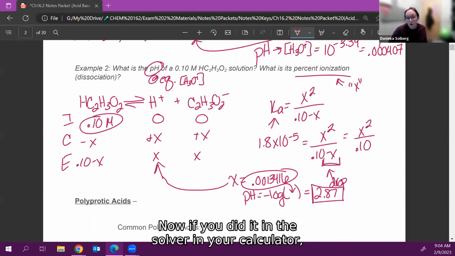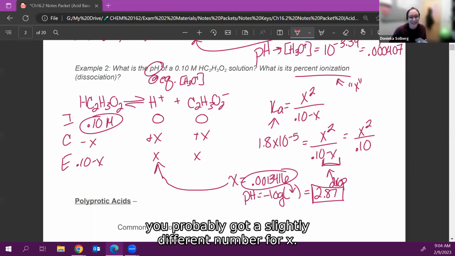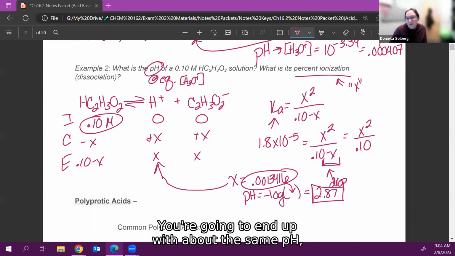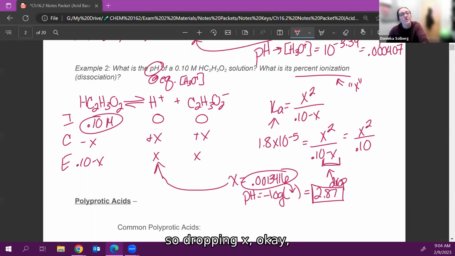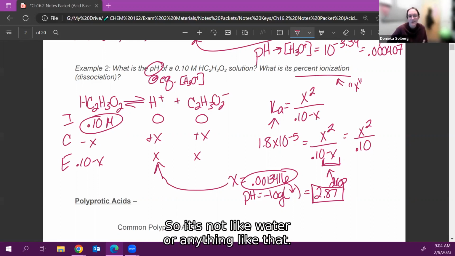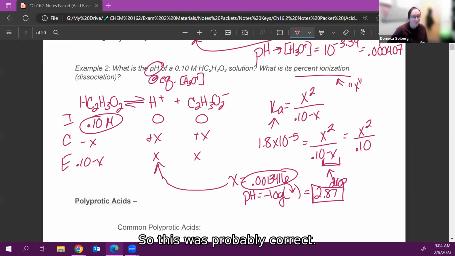Now, if you did it in the solver in your calculator, you probably got a slightly different number for X. You're going to end up with about the same pH. So dropping X, okay, in this case. And I got 2.87. Does that answer make sense? Well, this is an acid. Sure, 2.87 sounds about right. It's a weak acid, so it's not like 1 or anything like that. So this was probably correct.